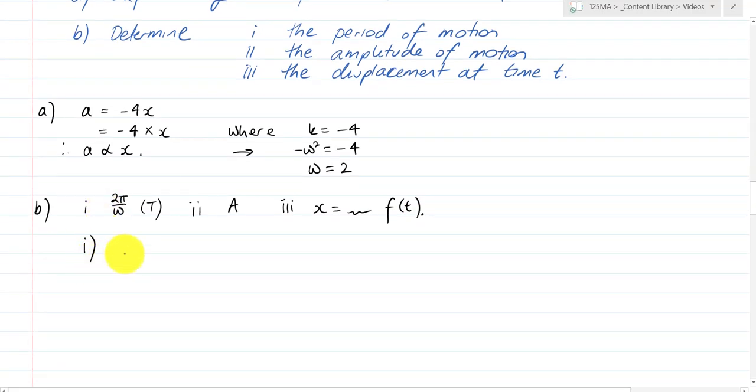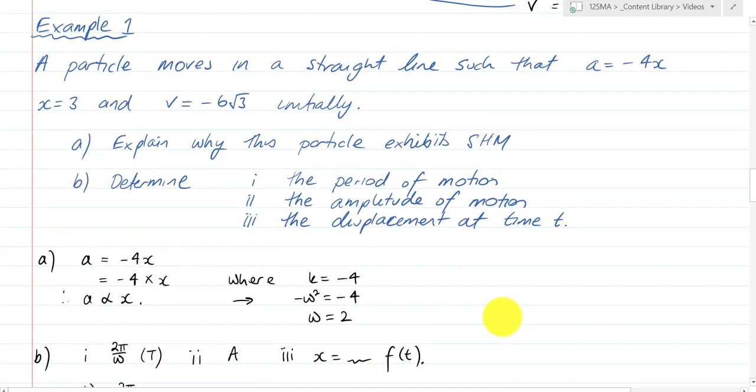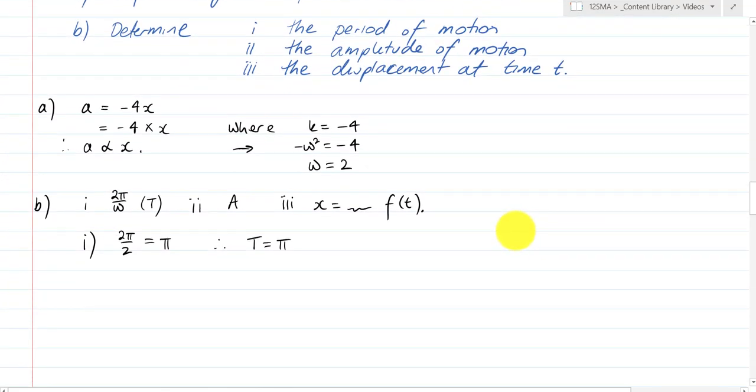The first one's hopefully fairly trivial. That's 2 pi over 2. And 2 pi over 2, of course, is equal to pi. So therefore, T is equal to pi. And it's a period, so it's pi time units. And we don't have a time unit, so we're not sure what the units are. So we'll leave it as that.